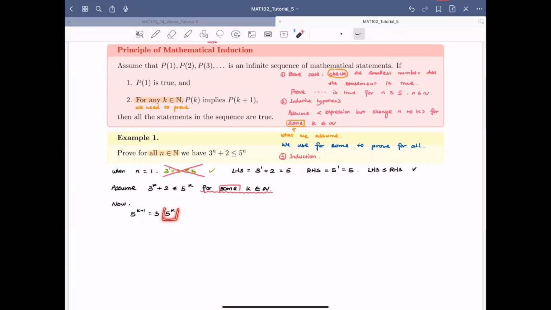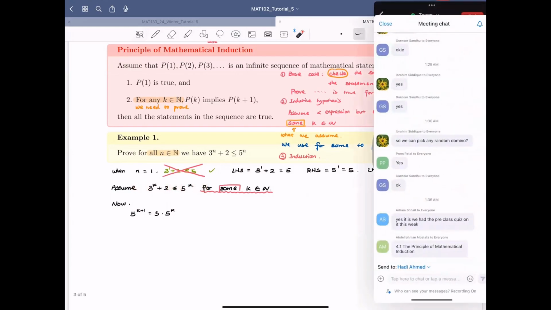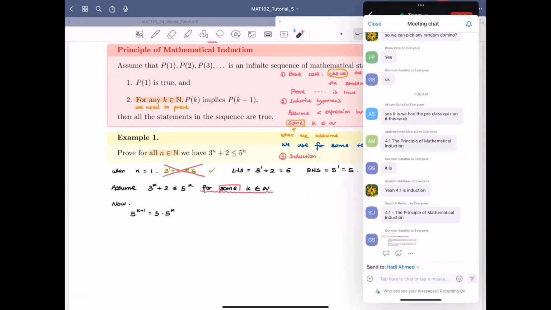So I say, well, I have this, and this is bigger than or equal to this, which means 5 times this should be bigger than or equal to 5 times this. It is clear. If I multiply by 5 on both sides, it should still hold. Does that make sense? So I'm going to say this is bigger than or equal to 5 times 3 to the power of k plus 2. Is this part clear? And this is by IH.